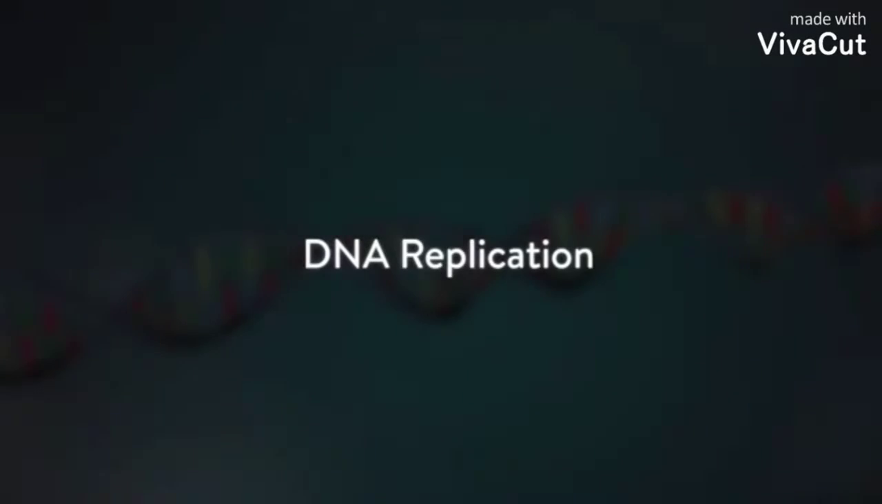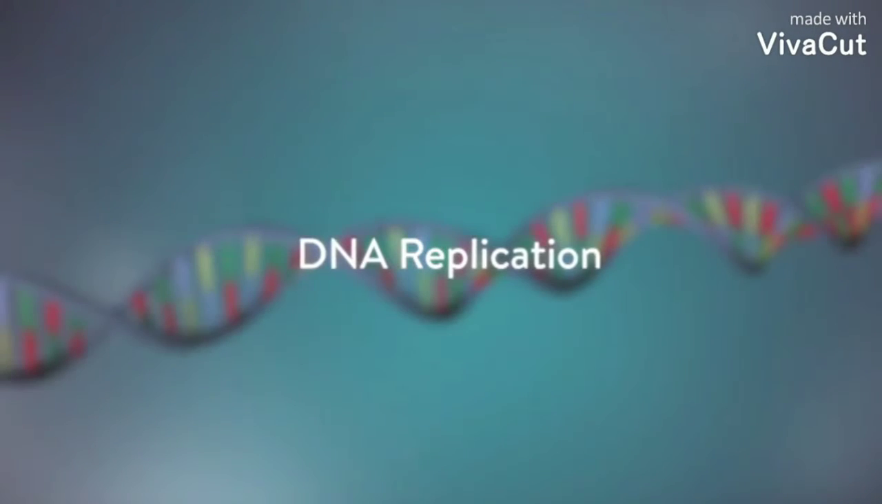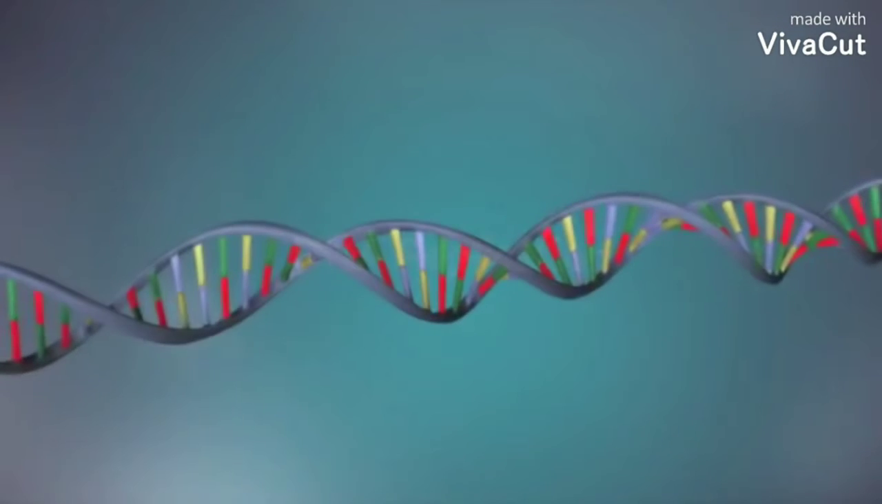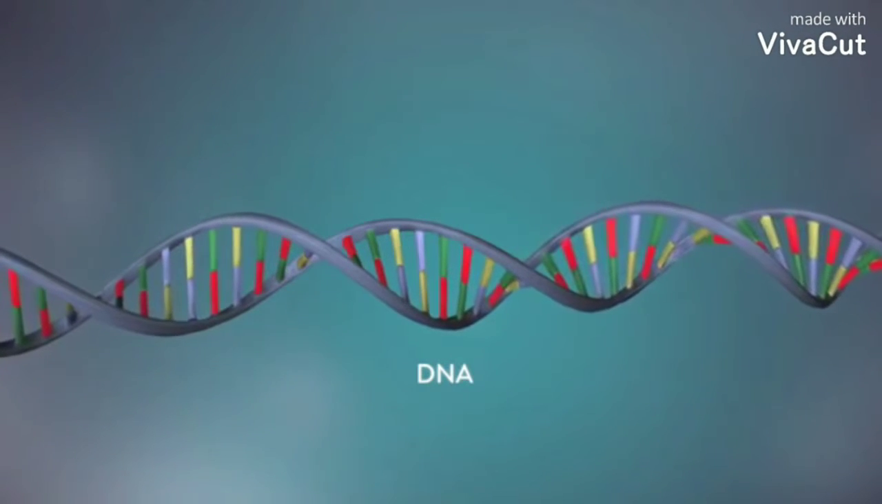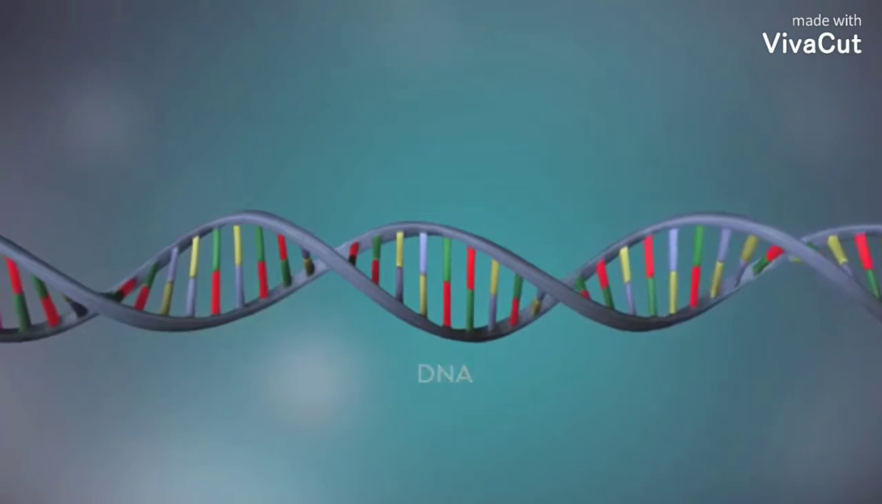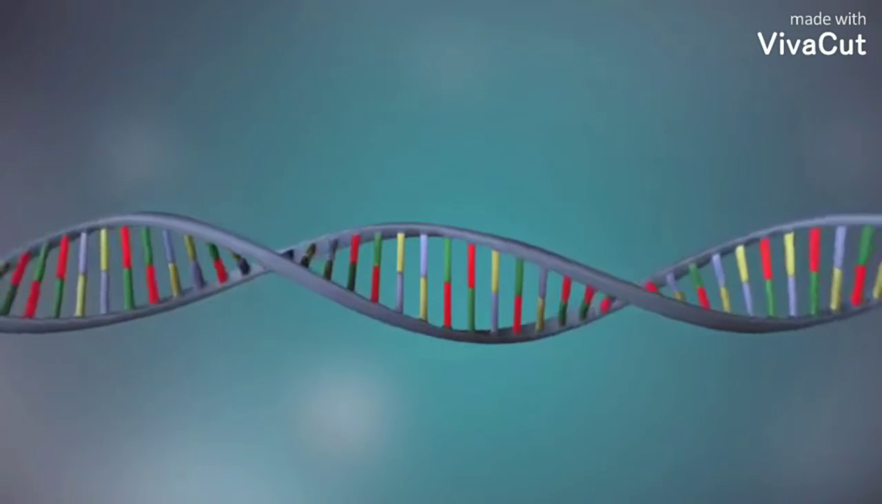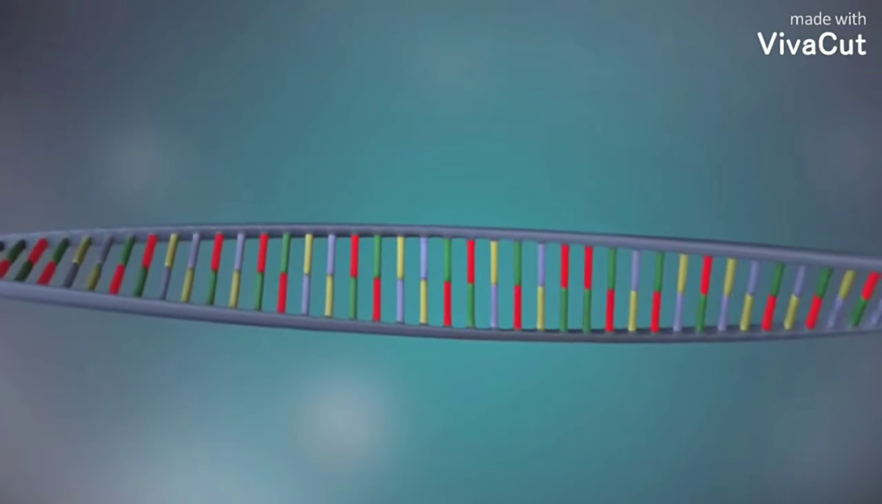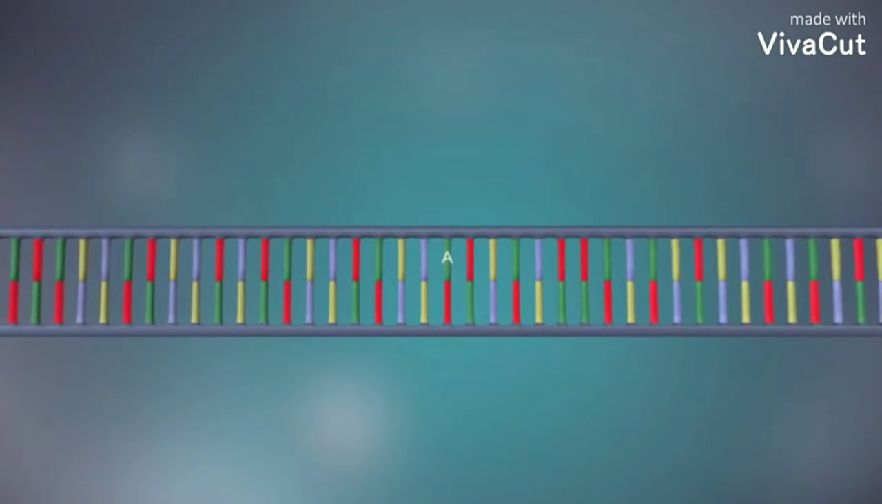The process of DNA replication occurs in the S phase of the cell cycle. The first step in DNA replication is the separation of the two strands of DNA. Opening of the two strands occurs only at particular locations known as origin of replication, which are some parts of the DNA rich in adenine and thymine.